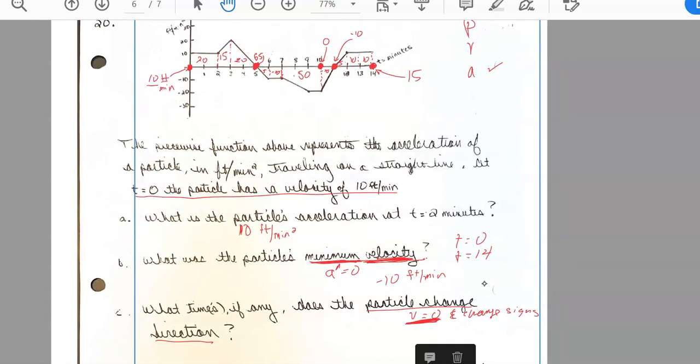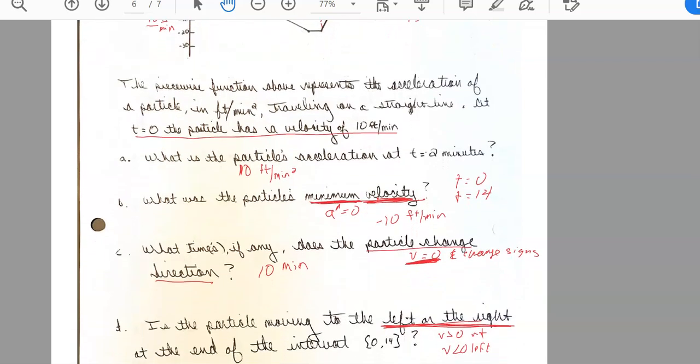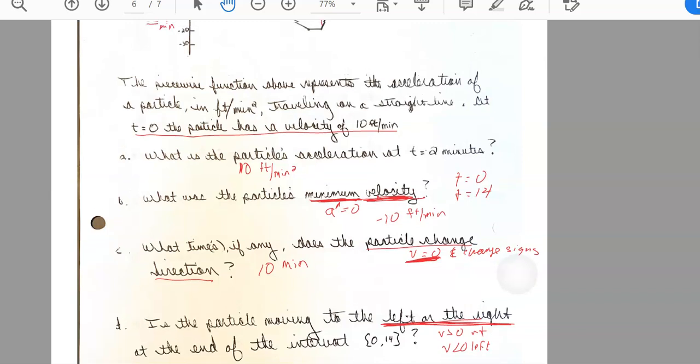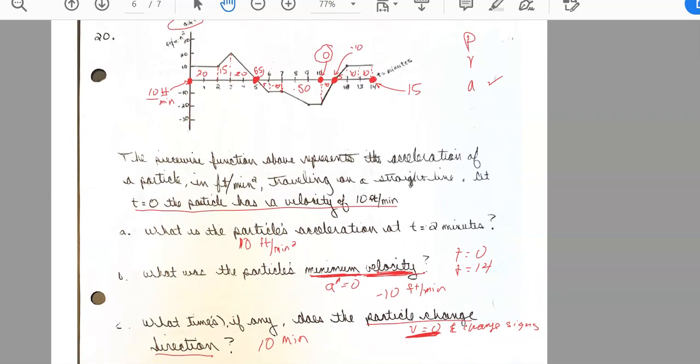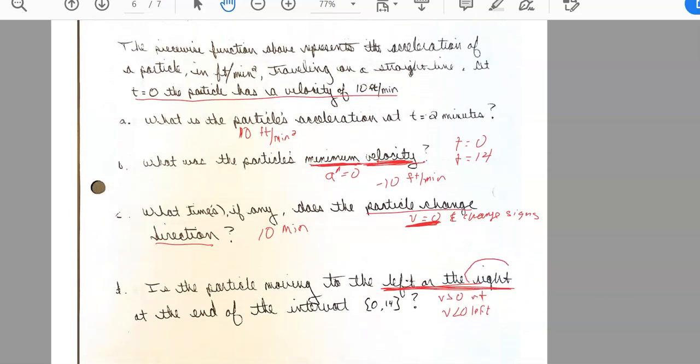Our velocity is 0 right here, and that happened at the time of 10 minutes. And then D: is the particle moving to the left or to the right at the end of the interval? If you go to the end of the interval, our velocity was 15, specifically a positive 15. So we would have to be moving to the right, because our velocity was positive.